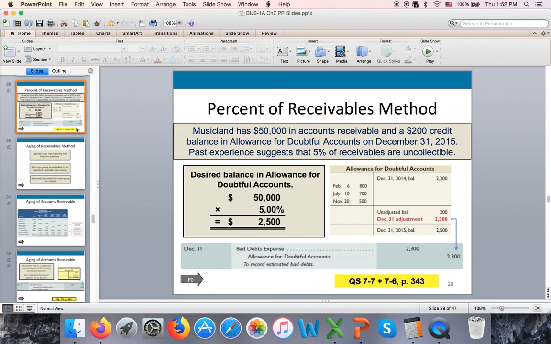So I'm going to stop here, and I will continue with the aging method, which is a continuation of the percent of receivables, in the next video.